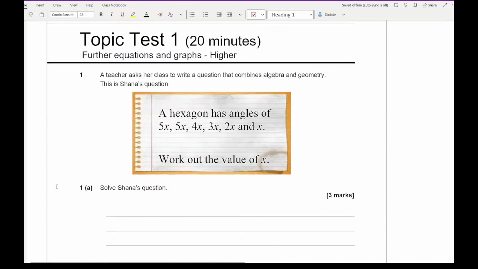It says the teacher asked her class to write a question that combines algebra and geometry. And this is Shana's question. A hexagon has angles of 5x, 5x, 4x, 3x, 2x and x. Work out the value of x and solve Shana's question.